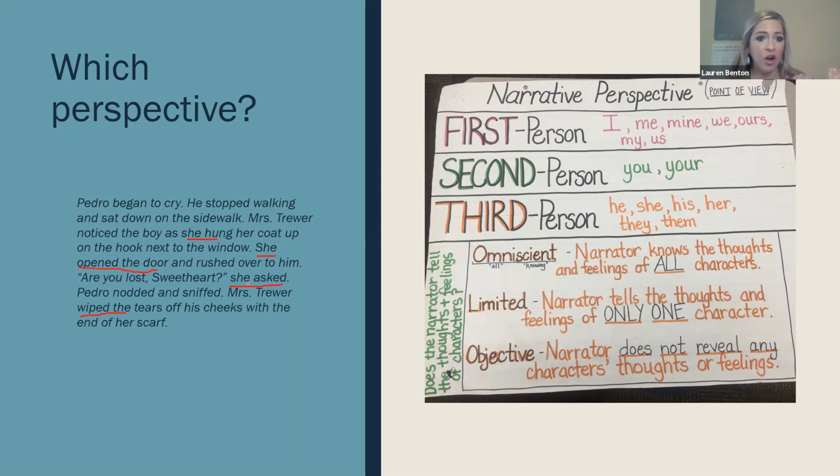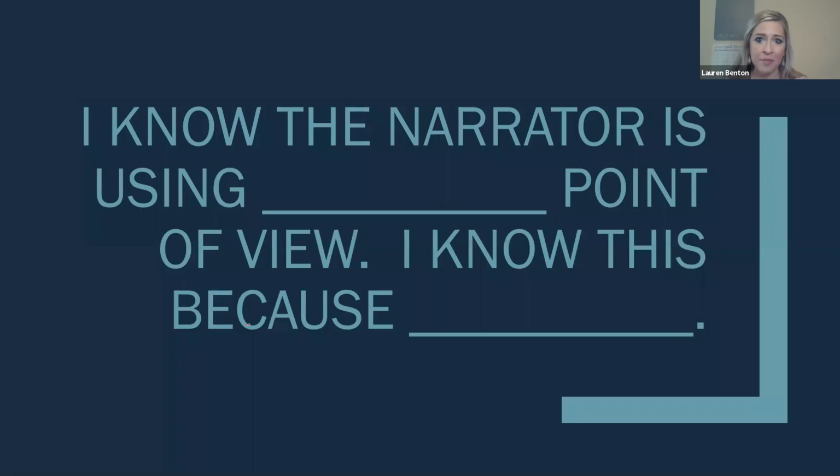And then she asked, are you lost, sweetheart? So because anyone from the outside could observe someone asking, are you lost? We can tell that this is third person objective because the narrator does not reveal any character's thoughts or feelings. They just discuss what happened in the story. I hope this helps clarify some things.